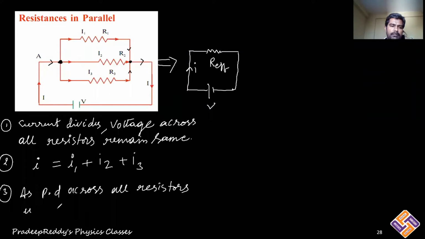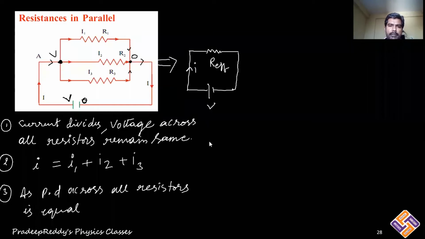Across the first resistor, check it out: this is the battery, and this battery has potential V at the positive terminal and 0 at the negative terminal. This is connected with a wire to this point, and at this point the potential is V, and the negative terminal is connected to this point and it becomes 0. The first resistor is connected between V and 0. The second resistor is also connected between V and 0. The third resistor is also connected between V and 0. Therefore, the potential difference across all the resistors is equal.